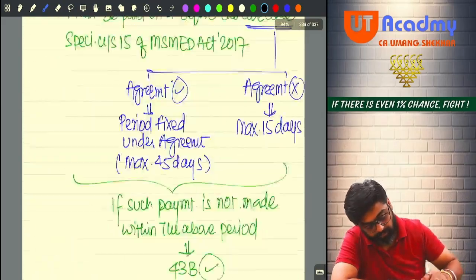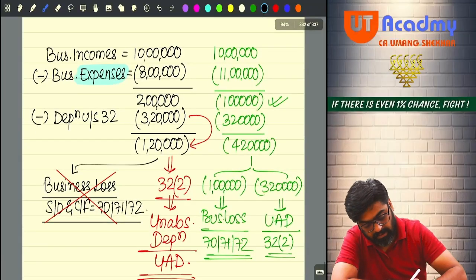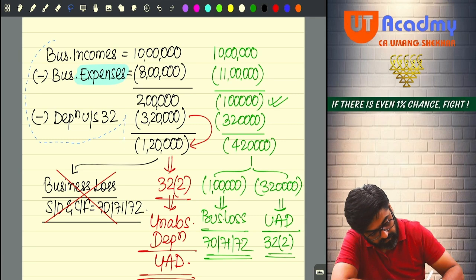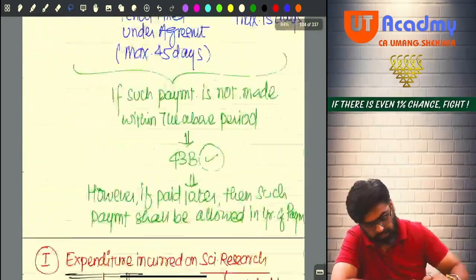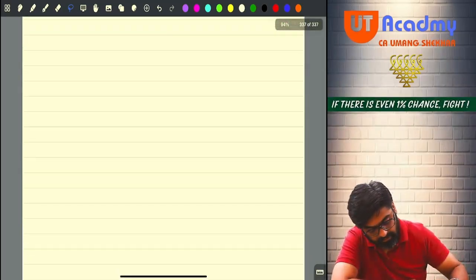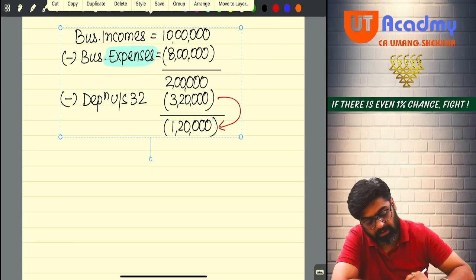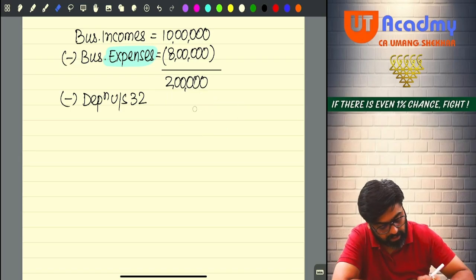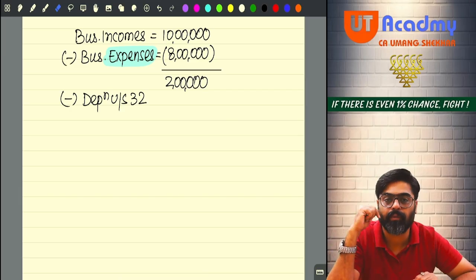Yesterday, if you remember, we had this discussion. Do you remember? I will write down the same amount. Same things here also, okay? For example, your business income is 10 lakh. Your business expense is 8 lakhs. So your business is giving you 2 lakh of profit.